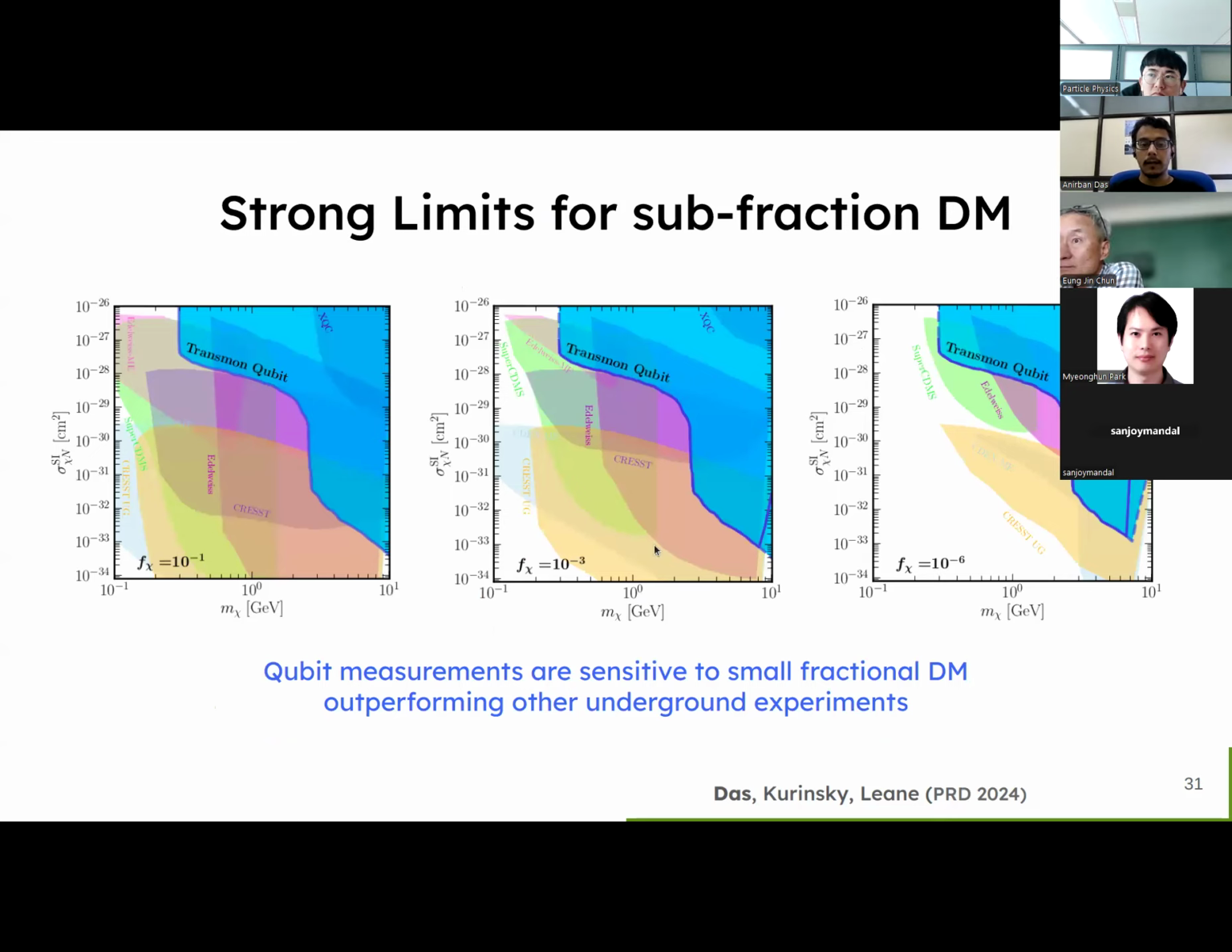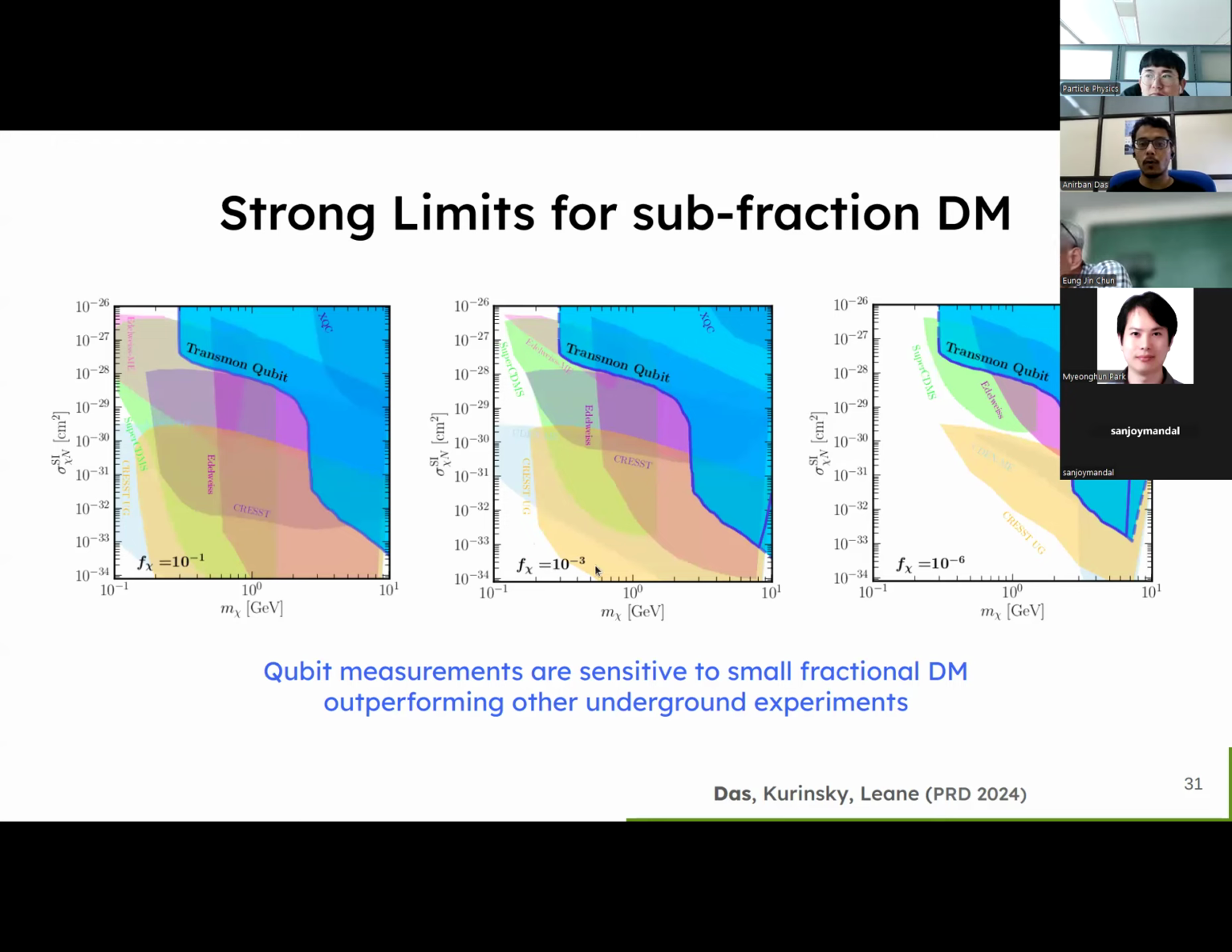And in a later paper, we also extended that to subfraction dark matter. For several models, you can have multiple components of dark matter, and in that case you can define a new parameter f chi, which is the fraction of dark matter. We plot this same bound for this captured dark matter and overlap it with all other existing experiments.